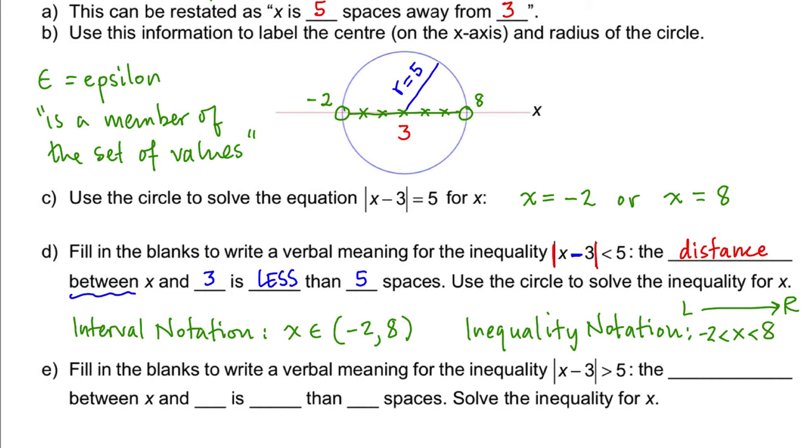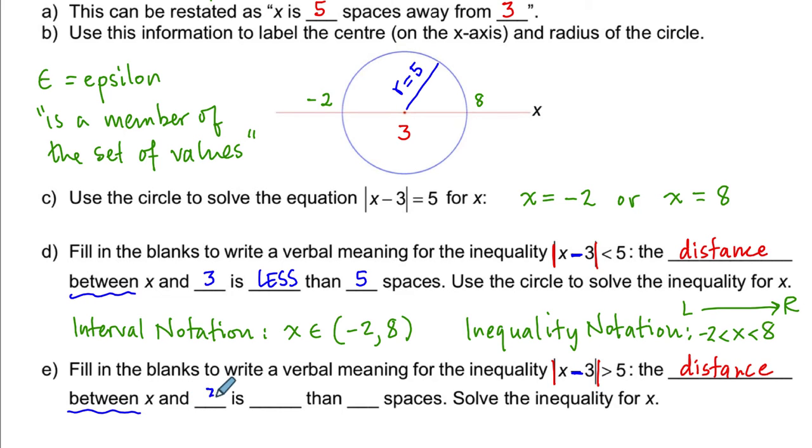Now we can take this same strategy and apply it to the third statement, which is another inequality. And here we see that the absolute value of x minus 3, still the absolute value means distance, and still subtraction means between.